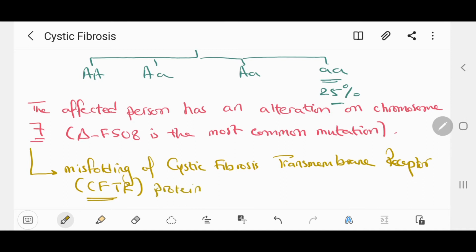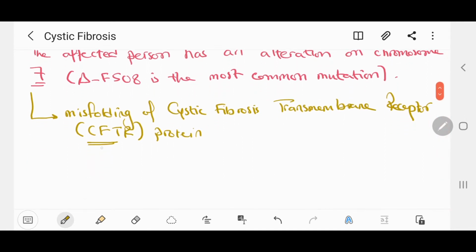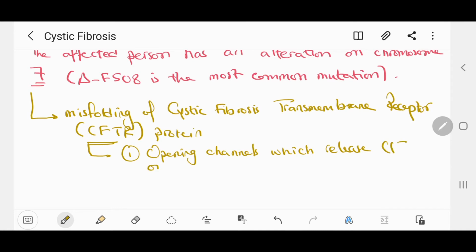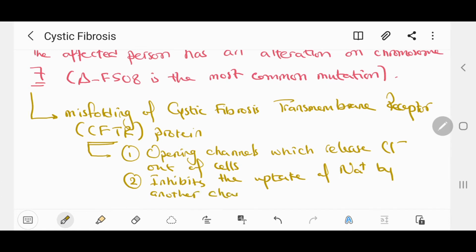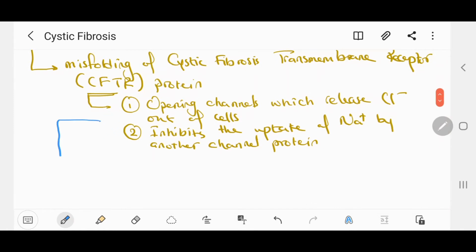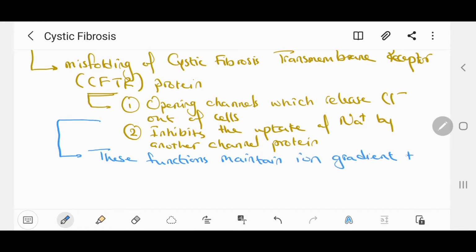Okay, so this protein, when properly folded, is shuttled to the cell membrane, where it becomes a transmembrane protein responsible for opening channels which release chloride ions out of cells and inhibits the uptake of sodium ions by another channel protein. So these are the functions when it's properly working and no defects. So we're talking about the importance of CFTR protein. And these functions maintain an ion gradient that causes osmosis to draw water out of the cell.